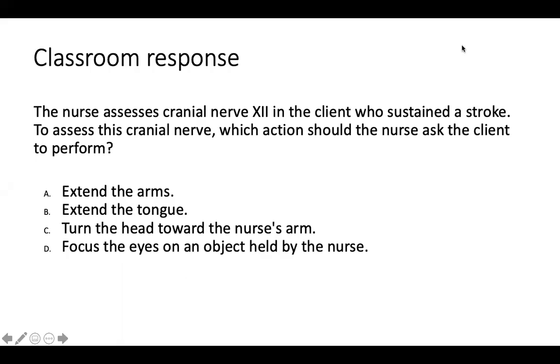Okay, so I said it wrong in the last video. Cranial nerve 12, we're assessing in the client who sustained a stroke. The nurse assesses the cranial nerve, which action should the nurse ask the client to perform? Extend the arms, extend the tongue, turn the head towards the nurse's arms, focus the eyes on an object held by the nurse. So it is cranial nerve 12 is extend the tongue, that's the hypoglossal nerve.